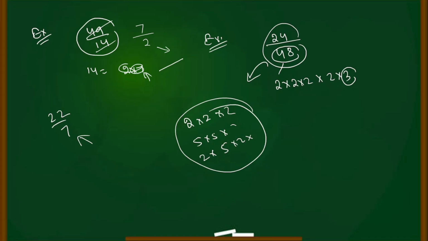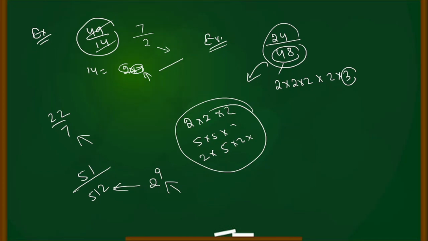Now simply 51 divided by 512. It is terminating, because 512 is 2 to the power 9, or 9 times of 2. That's why it is terminating. Only 2 is there. All of you understand?